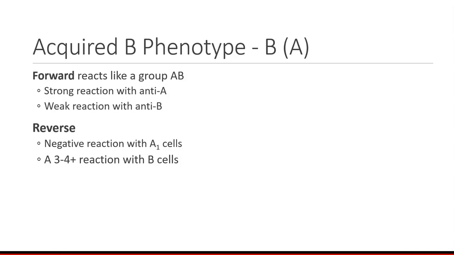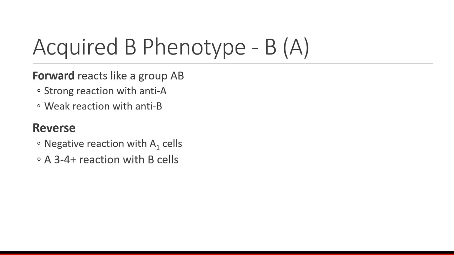Acquired B phenotype is really bizarre. This is a situation in which, in the forward type, it reacts like a group AB. We have a strong reaction with anti-A and a weak reaction with anti-B. In the reverse, we get the negative reaction with the A1 cells, which is what an A person should do, but there's a 3 to 4 plus reaction with the B cells. So the patient will forward type as an AB, and they will reverse type as a group A.